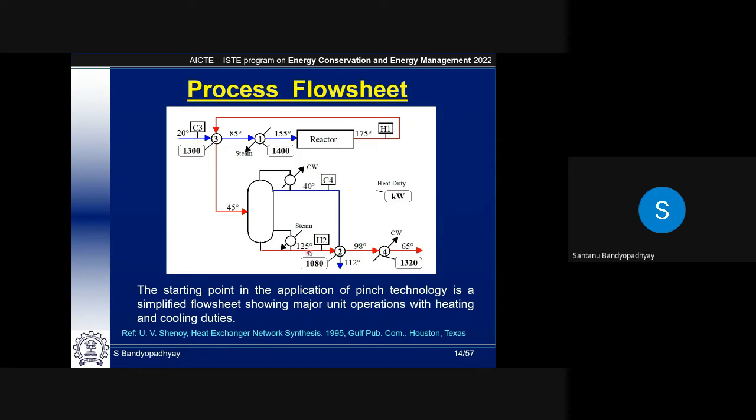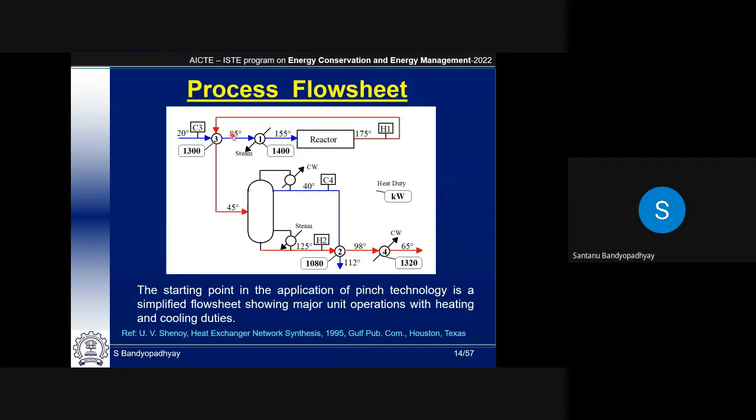Okay, see, this is coming at 125, giving heat and going out at 98. This is picking up that heat. Okay, so coming at 45, going at 112. This one is coming at 20, going out at 85. Okay, and the heat is coming from cooling this H1 from 175 to 45.